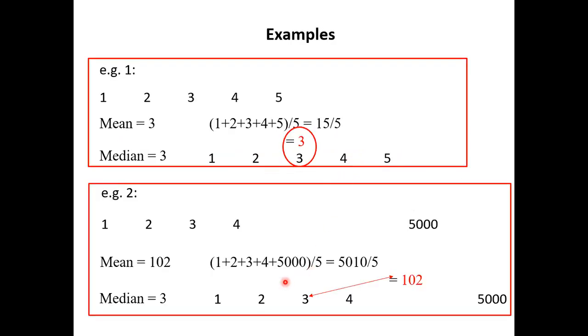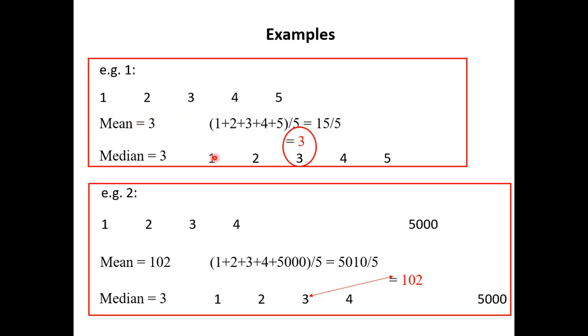Look at the example. Numbers 1, 2, 3, 4, 5. So what's average or mean? We add all the numbers and divide by 5 because we added 5 numbers. The answer is 15 over 5. That's 3.